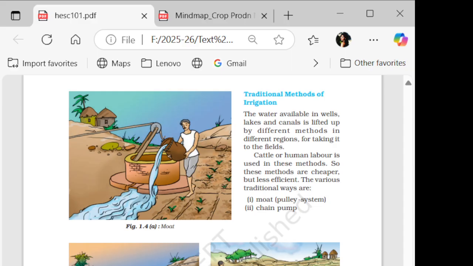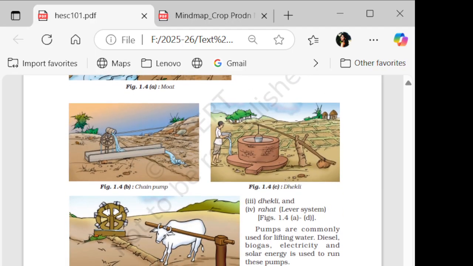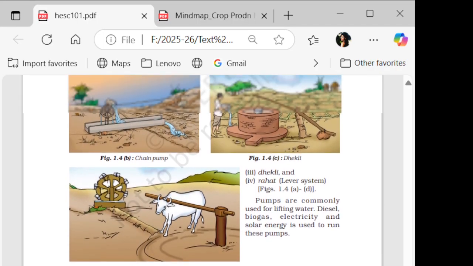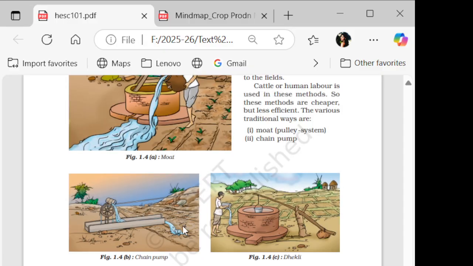The last one is the Rahat system or lever system, where there are so many buckets tied to a wheel and the wheel keeps on turning round and round and the water comes out. And this bullock keeps on moving around. As the bullock keeps moving around, the wheel keeps on going round. So these are the traditional methods.